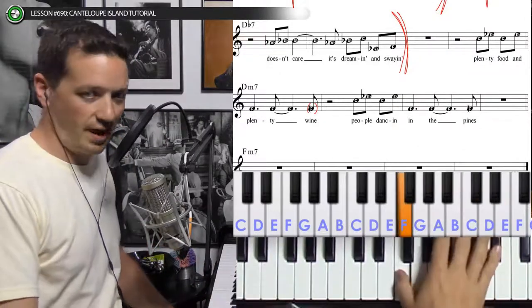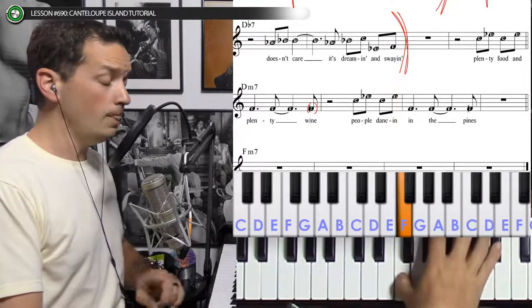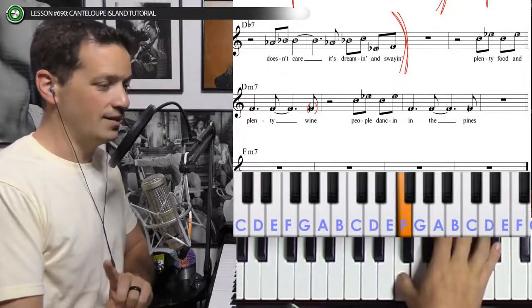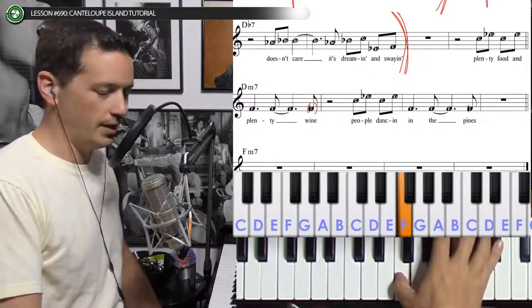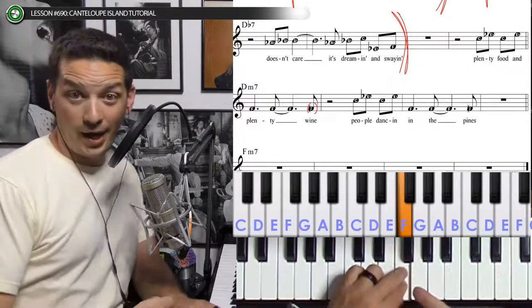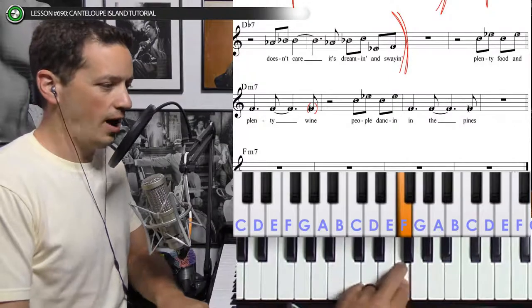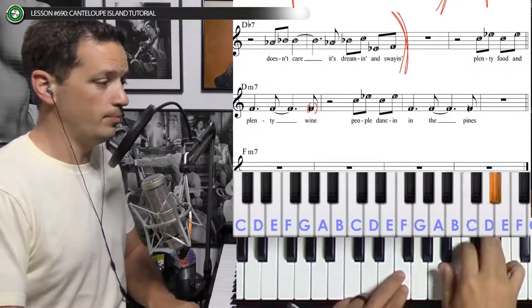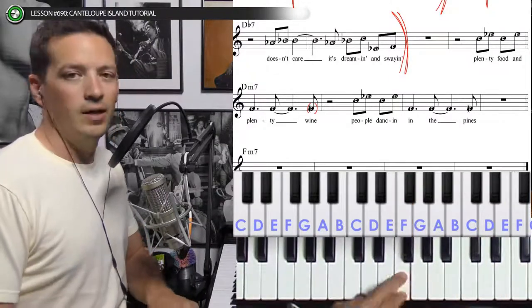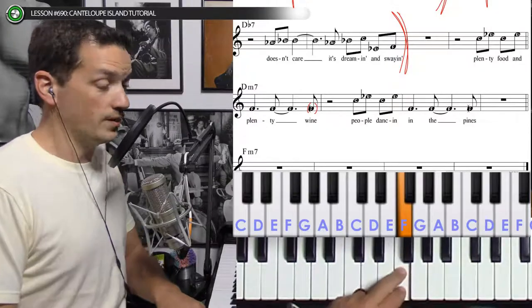So if you just hear a saxophonist or a pianist play this song, they'll probably play C, E flat, F, F. If you hear a singer sing it, they'll sing plenty food and plenty wine. So there's an optional third note there, F, and then you just do the exact same thing. People dancing in the pines. Okay, that's the whole thing.